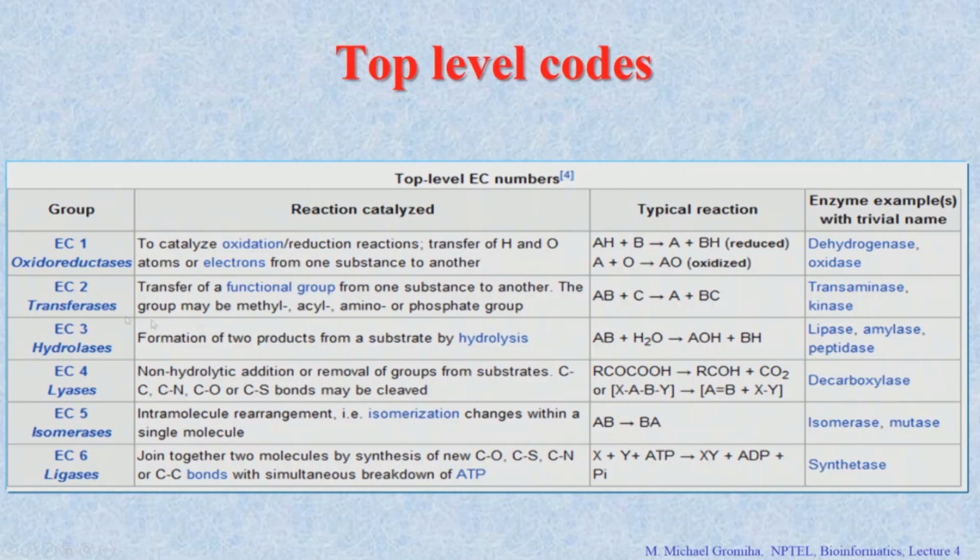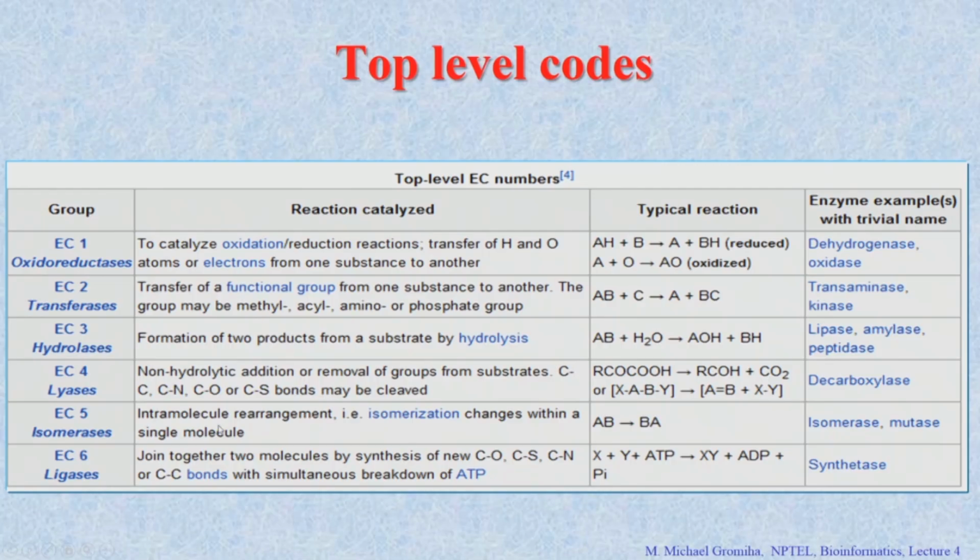EC2 are transferases; you can see the reaction AB plus C gives A plus BC. EC3 is hydrolase, which involves hydrolysis: AB plus H2O, you can see the water molecule here, gives AOH plus BH. EC4 is lyase, EC5 is isomerase, and EC6 is ligase. Likewise, there are 6 top-level classifications of enzymes.